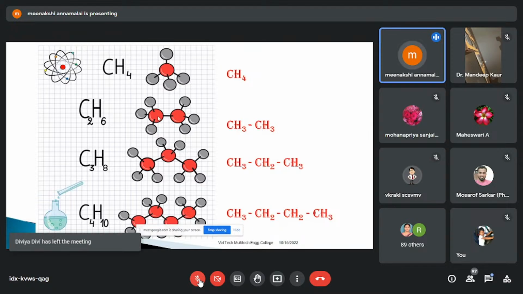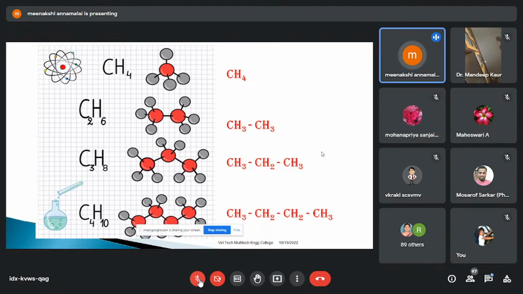Next one is ethane, C2H6. Its chemical structural formula is CH3, CH3. This graph is based on the chemical structure of the compounds. The red color carbon is surrounded by 3 hydrogen atoms, which are marked in black color, and the other carbon is also CH3. Next one is C3H8, which is propane.